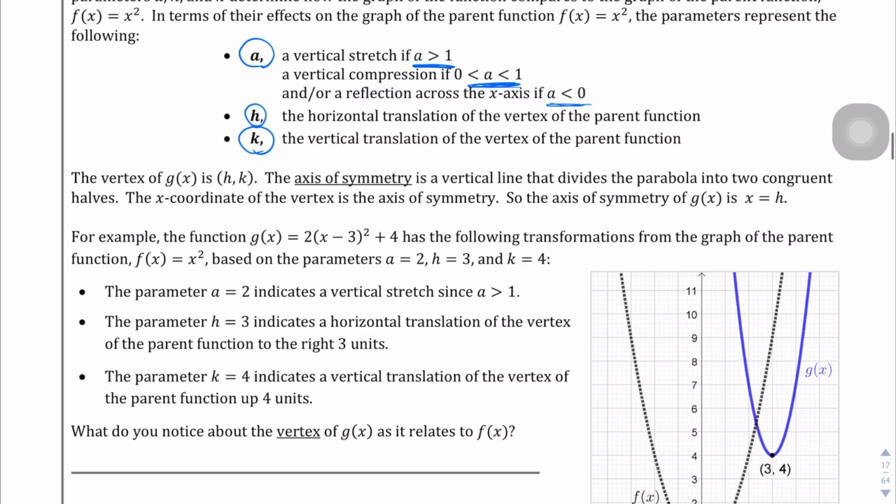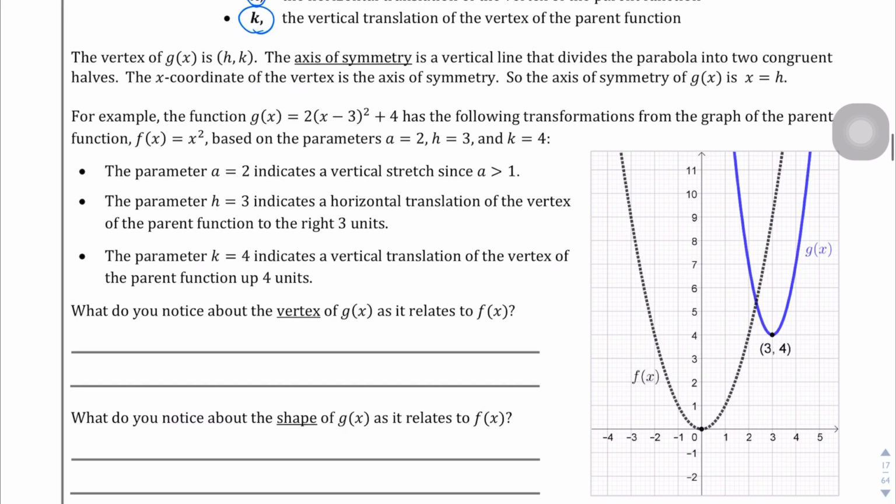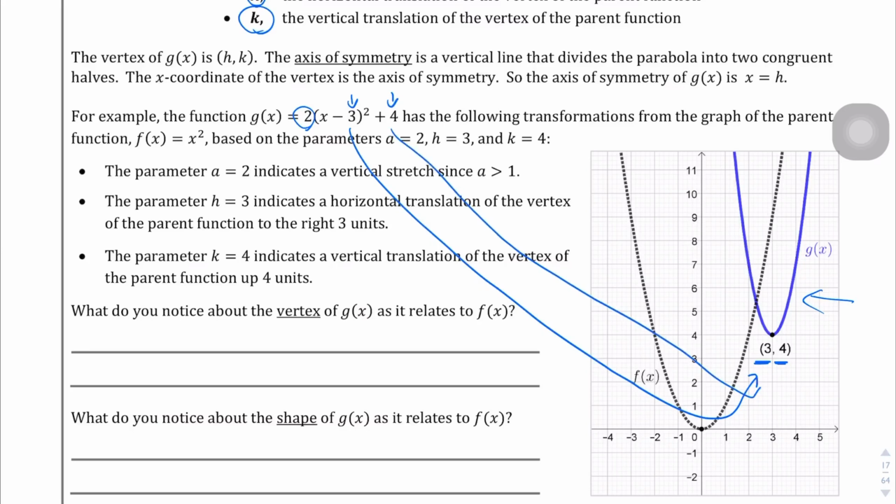So here we go. Here's a good example that shows us what actually happens. That 2 is greater than 1, so the resulting parabola is going to be narrower than the traditional f of x equals x squared parabola. This 3 tells us the x value of where the vertex is going to be. That 4 tells us the y value of where the vertex is going to be. Let me draw some arrows just in case you didn't see that. The 3 tells us that, the 4 tells us that right there.